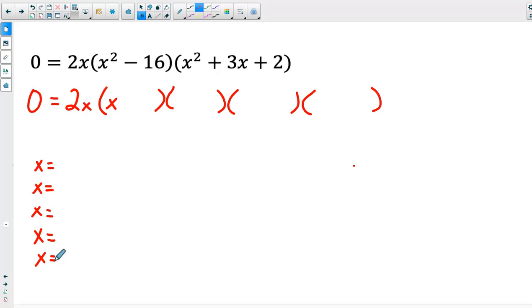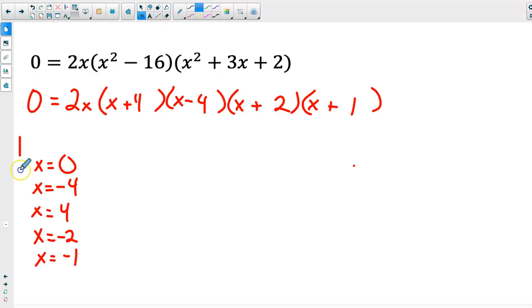That is time. This factors to, well, we have 2x, and then it goes to x plus 4, x minus 4, and then x plus 2, x plus 1. And then my solutions just become 0, -4, 4, -2, -1.